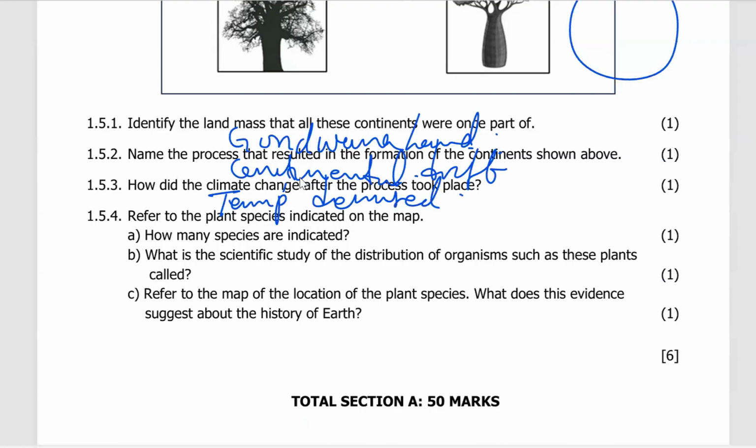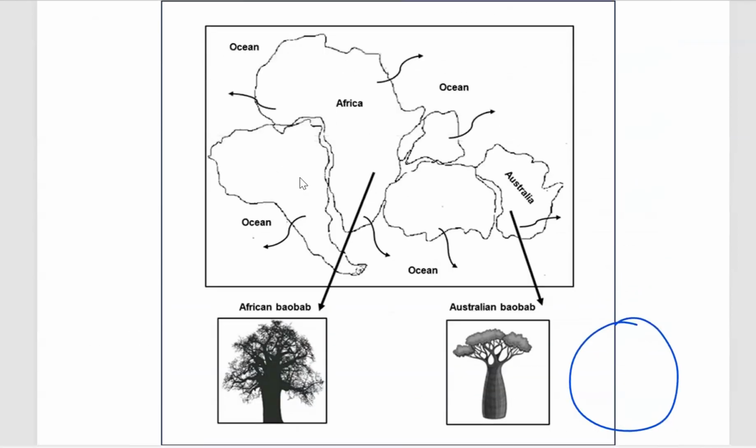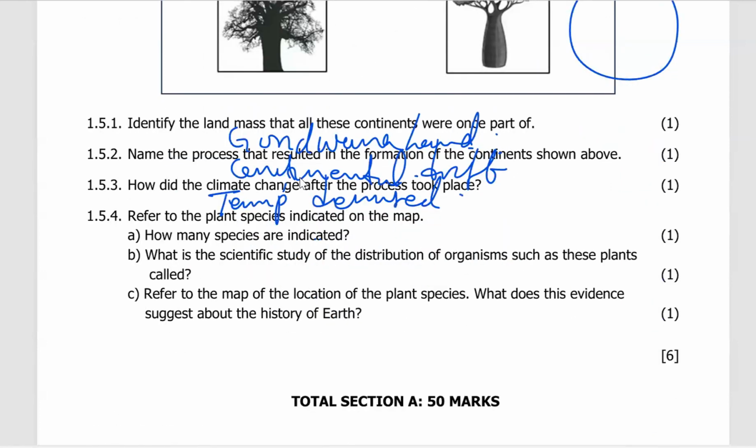They're saying, refer to the plant species indicated in the map. How many species are indicated? We need to know how many species are indicated. We have the South African one, and then the Australian one. We see only two. So basically, it's two species which are indicated. Now, what is the scientific study of the distribution of organisms in different areas called? We call it biogeography.